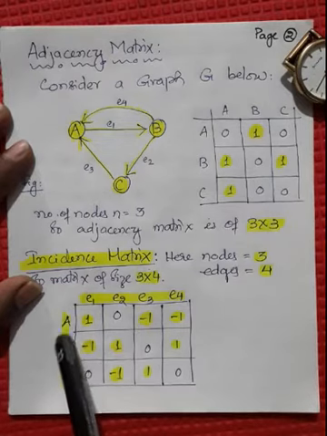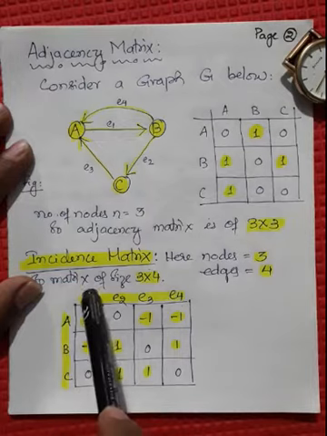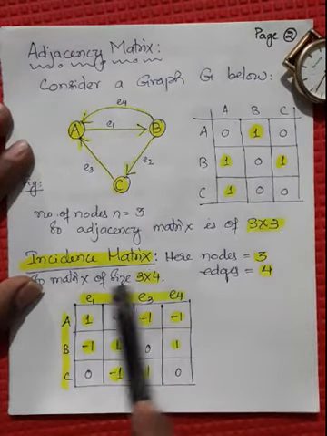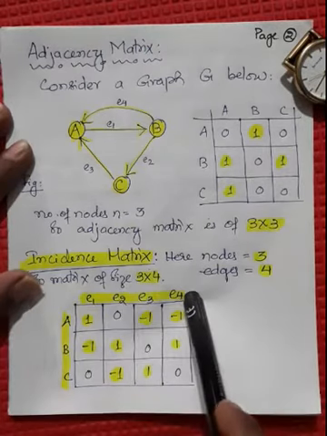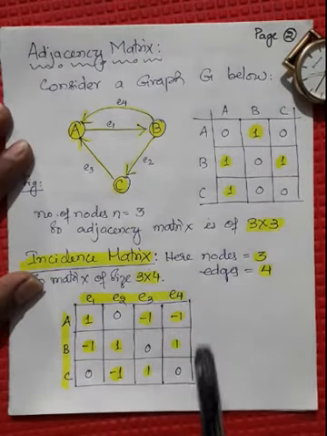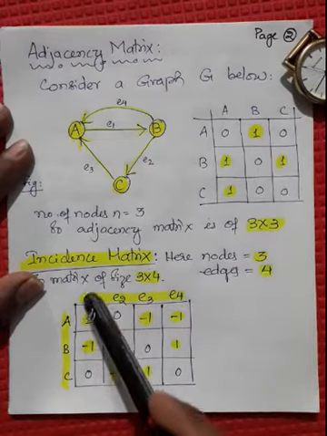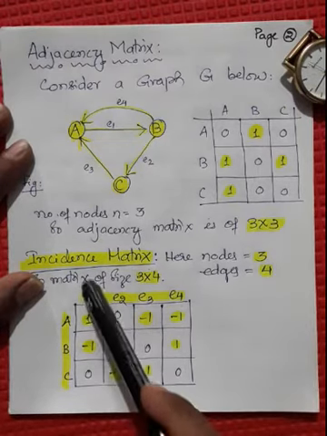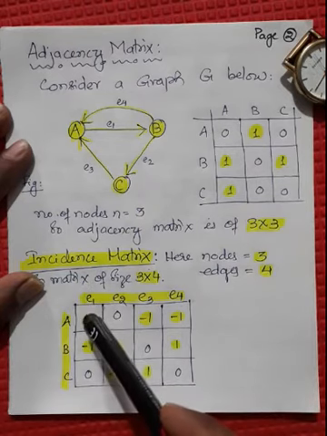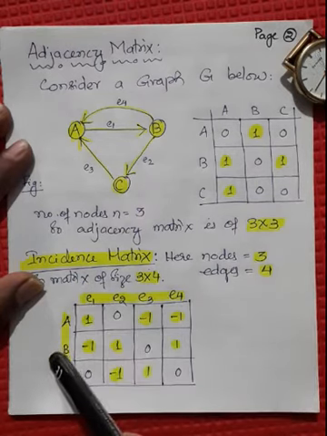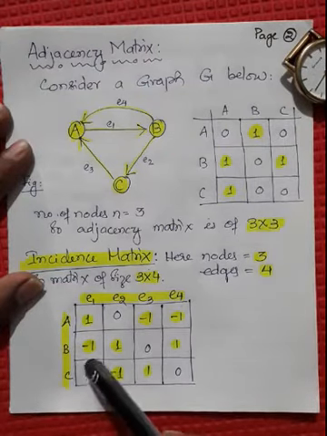Row indices are identified by nodes A, B, C, and column indices are identified by the edges E1, E2, E3 and E4. Now how can you fill the data here? We have to fill column-wise, from the edge point of view. So for the E1 edge, where the source is, we put 1, where the destination is, we put -1, and other values will be 0.